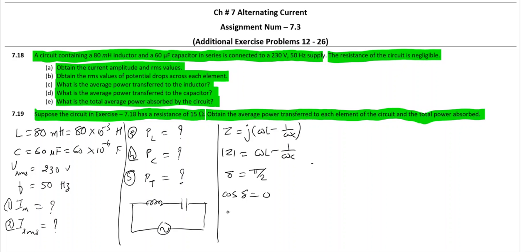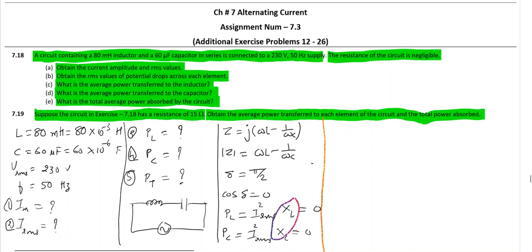If you try to find the power across the inductor, I RMS square into XL, power will be 0. If you try to find the power across the capacitor, I RMS square XC will be 0, because these two components don't consume any power, they simply store energy, they don't dissipate energy. So power across the inductor and capacitor is 0, and hence the power of the circuit is also 0.